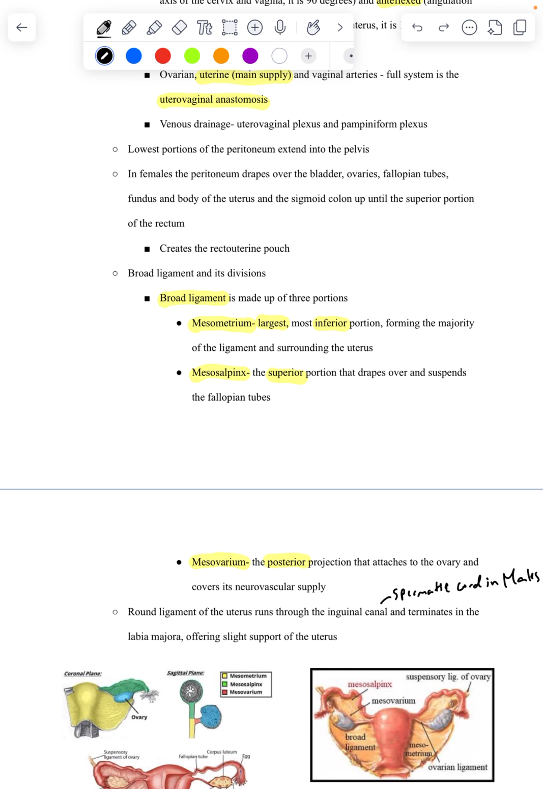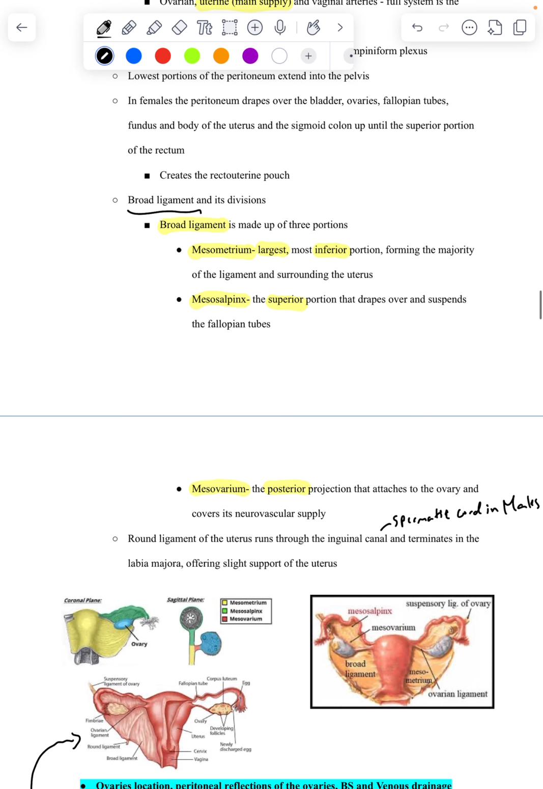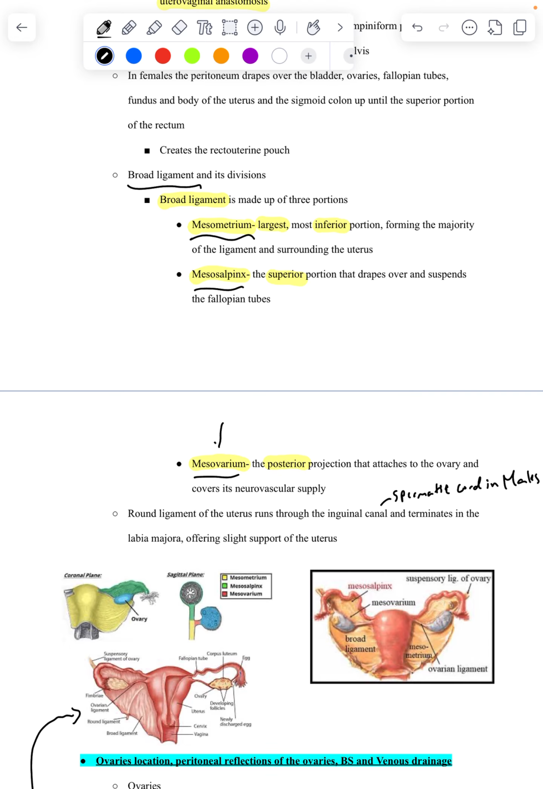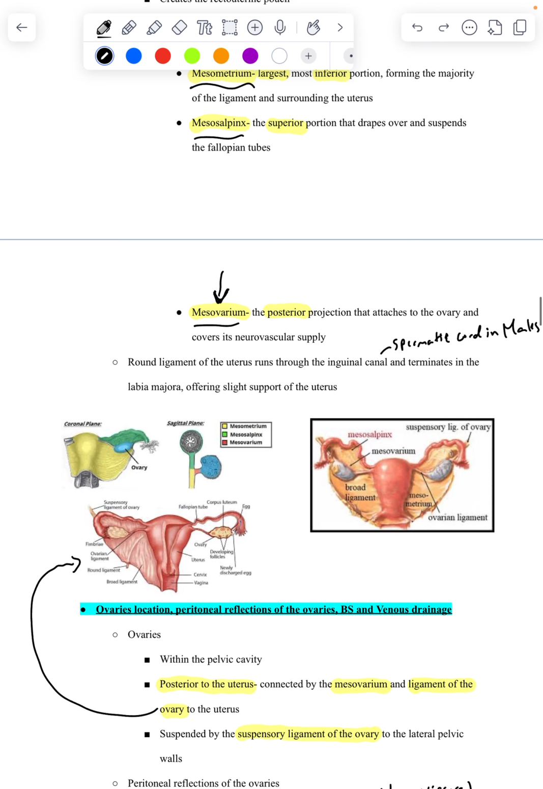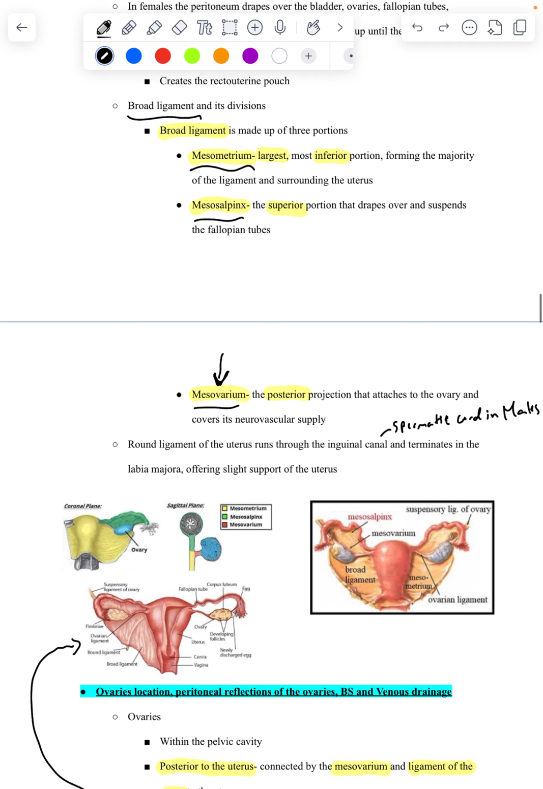You have a broad ligament that has three divisions. So you have a mesometrium, mesosalpinx, and mesovarium. Mesovarium is ovary. So that's the one that connects to your ovary. So that one's kind of easy to remember. And then you have mesosalpinx and mesometrium. So A is at the top of the alphabet. So that's the one that's going to be superior.